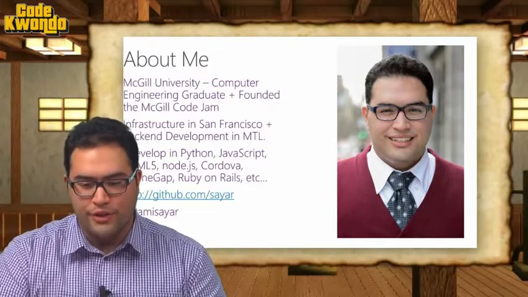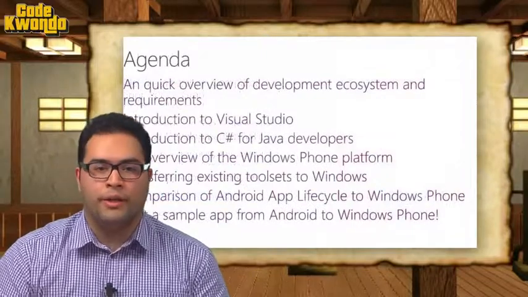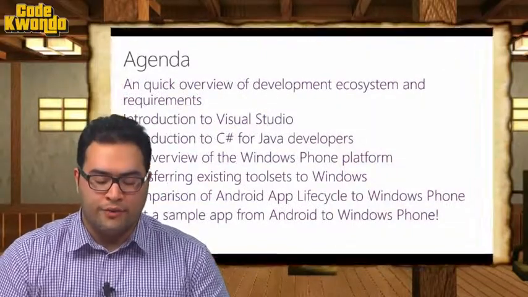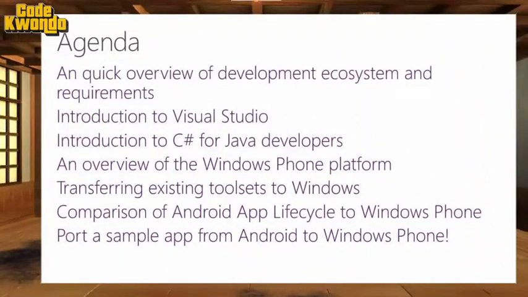So without further ado, let's talk a little bit about what we're going to do today. First thing, for the Android developers who are coming from other platforms like Mac OS or Linux, I'm going to do a quick overview of the development ecosystem on Windows, as well as what requirements you need to get up and running. After that, we're going to look at Visual Studio and compare it to Android Studio and see how the tools and the functionality are more or less the same, if not even more powerful in Visual Studio.